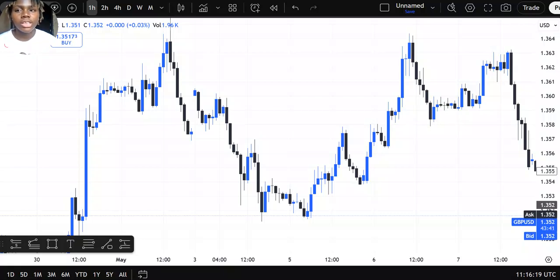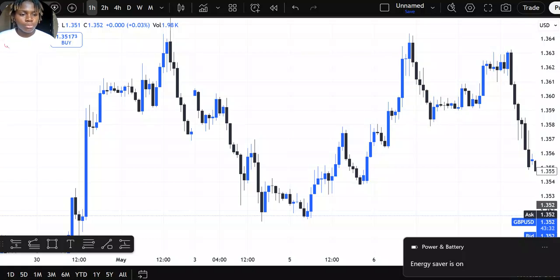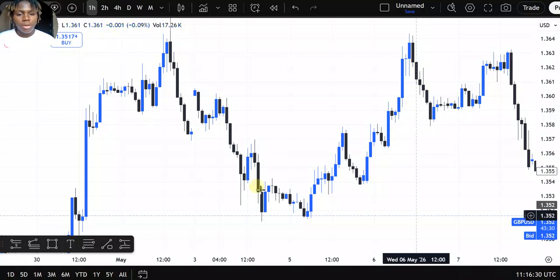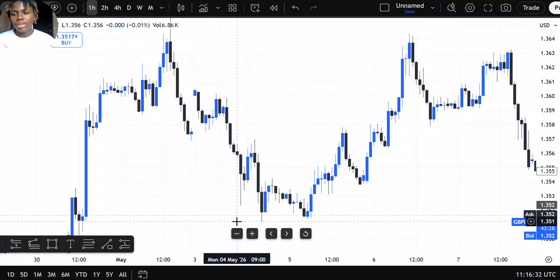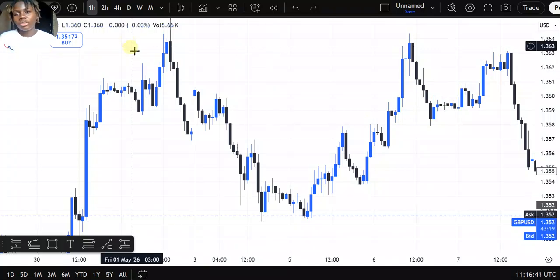Change of character is when price begins breaking structure from the previous direction, from a different direction. That is, it breaks the structure, countering the current trend. So let me show you on the chart, make it very short and brief.